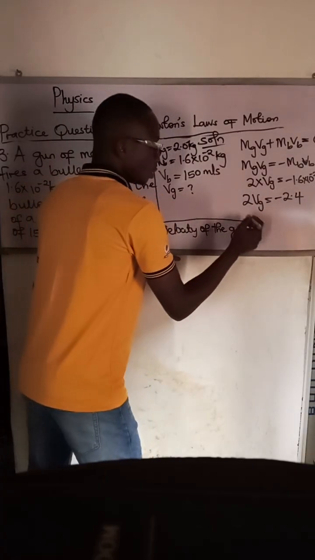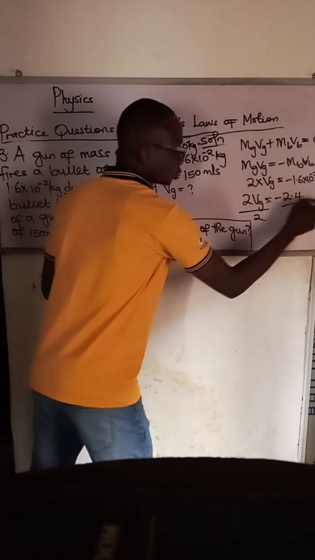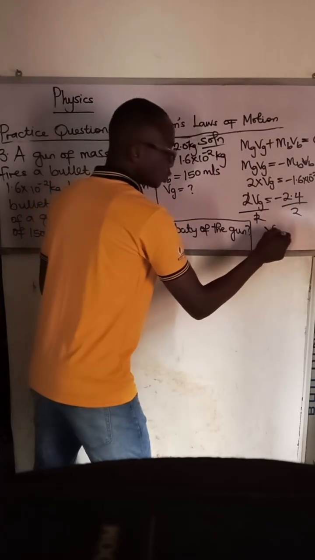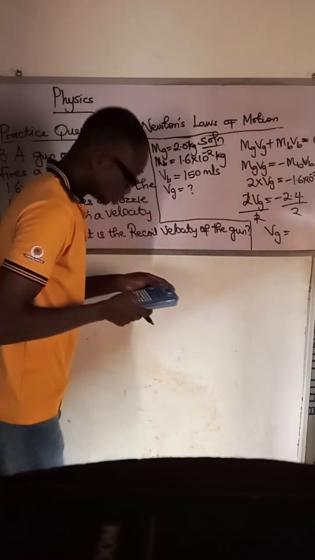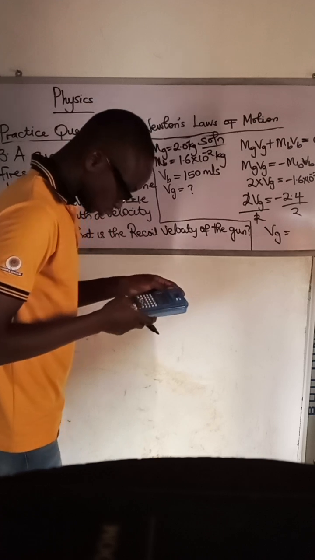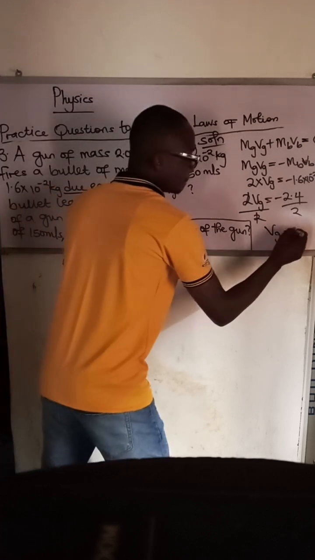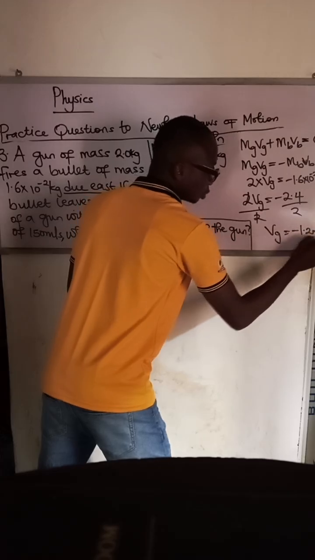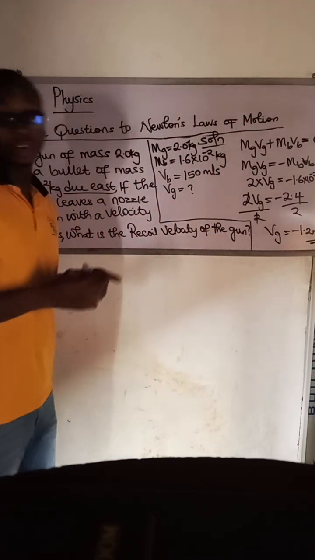Then we have to divide both sides by 2. This will cancel out this. The velocity of the gun is equal to minus 2.4 divided by 2, which is minus 1.2 meters per second. This is your final answer.